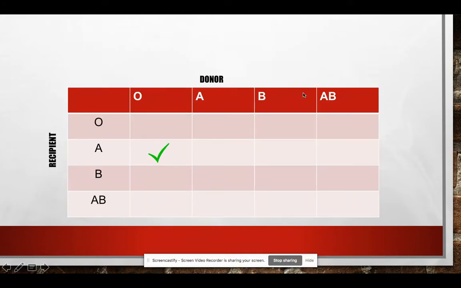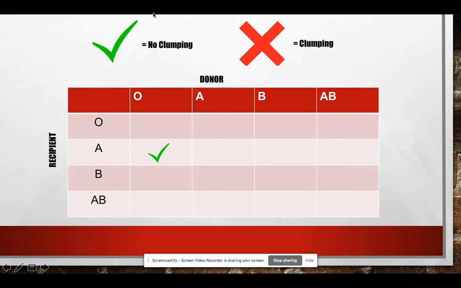Now we're just going to go over a recipient and the donor, what kind of blood can each blood type receive? Now, if there is no clumping, we're going to put a check mark. And if there is clumping, we're going to put an X, showing you that these blood types cannot be donated, or they cannot receive blood, sorry.